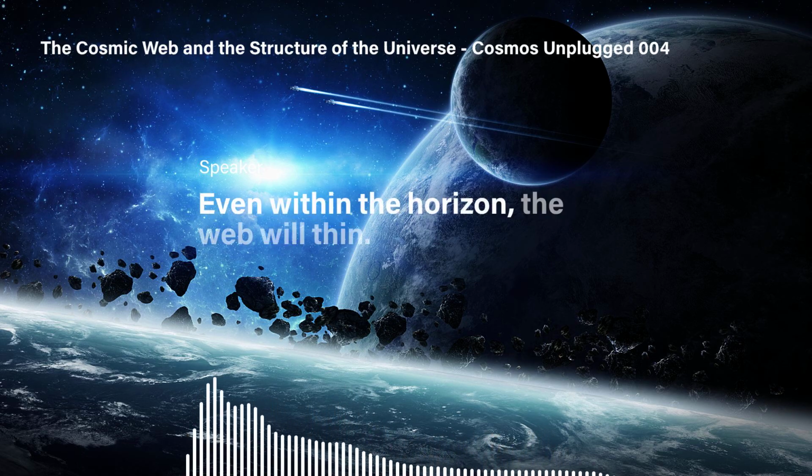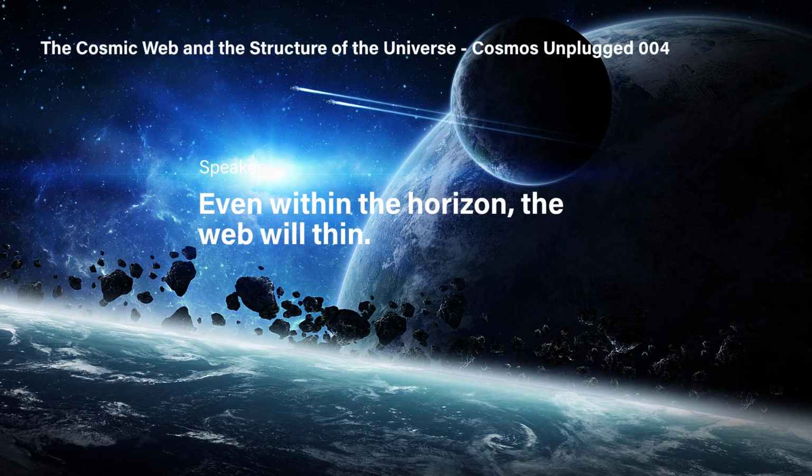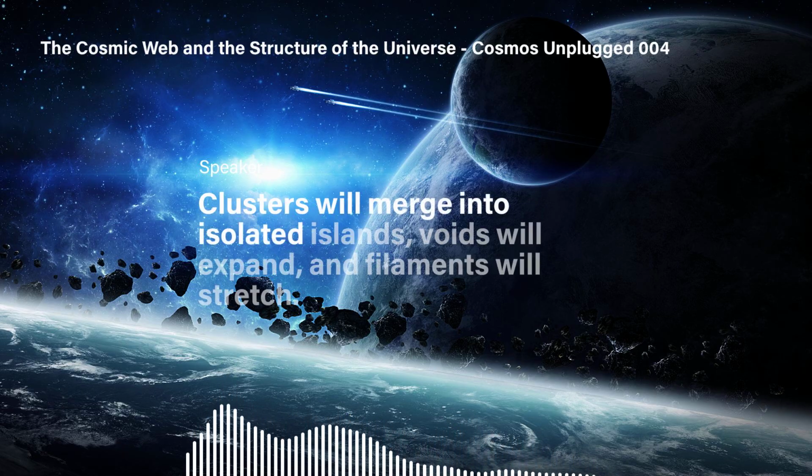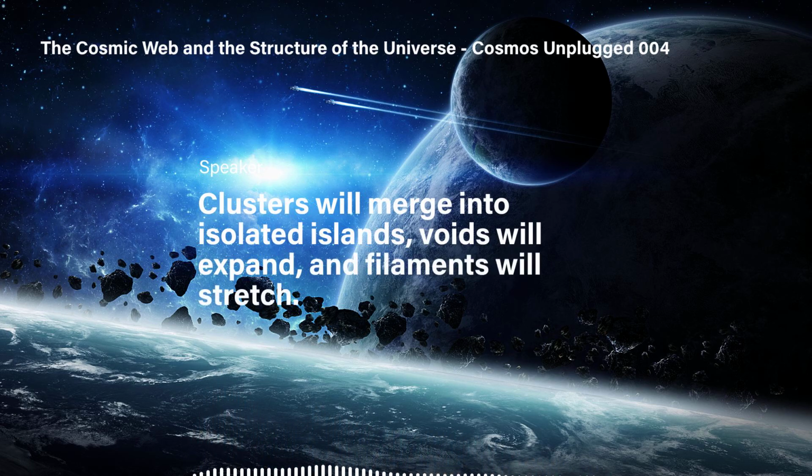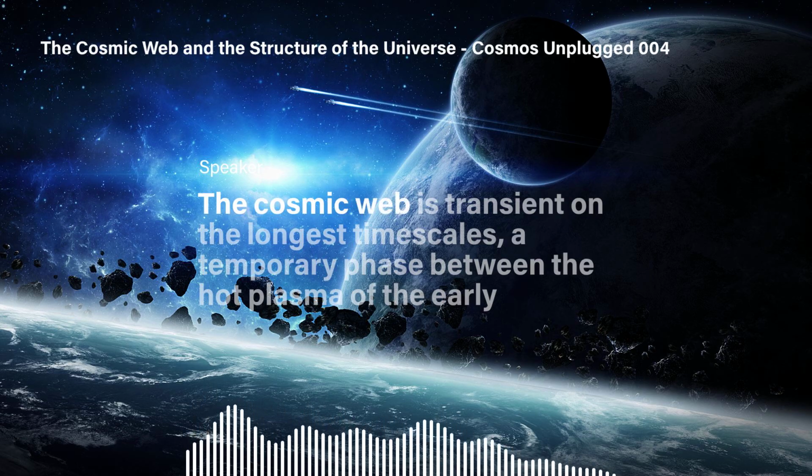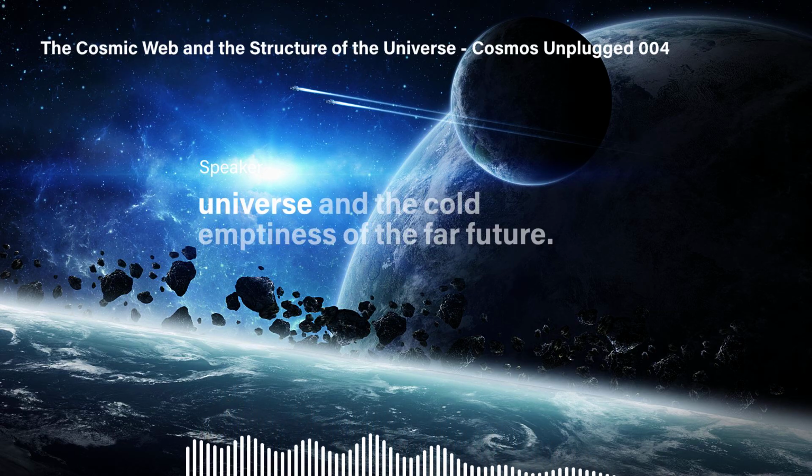Even within the horizon, the web will thin. Clusters will merge into isolated islands. Voids will expand, and filaments will stretch. The cosmic web is transient on the longest timescales, a temporary phase between the hot plasma of the early universe and the cold emptiness of the far future.